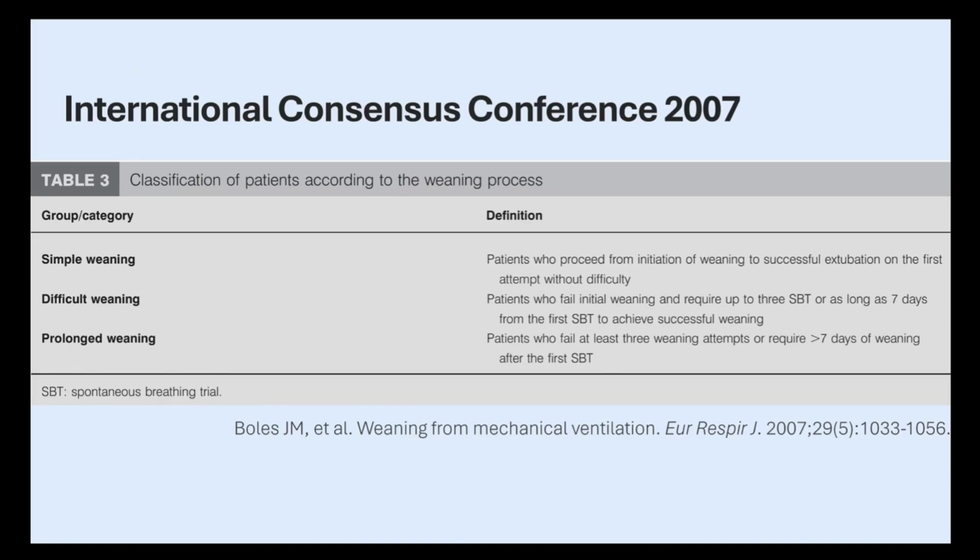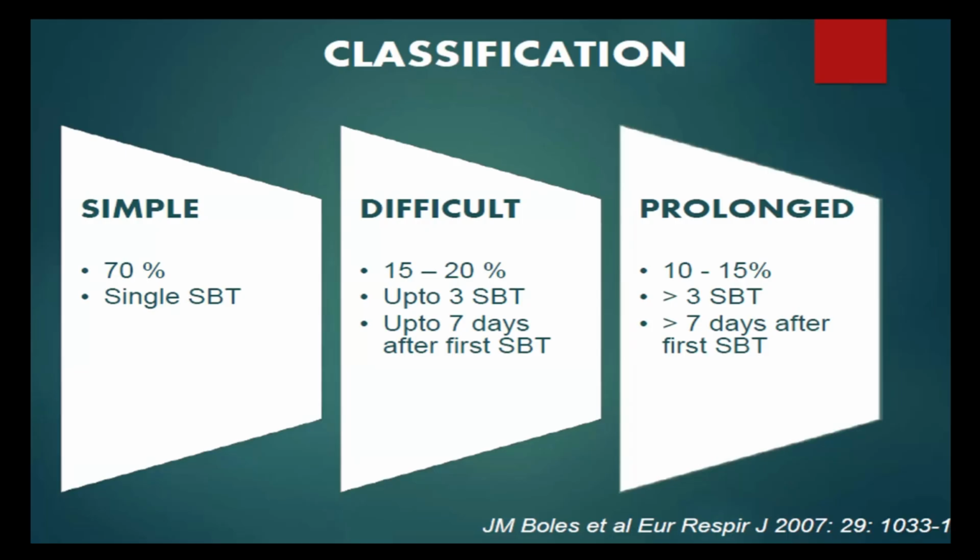In 2007, there was an international consensus, but this is not a definition of weaning, it's just the definition of the weaning process. So you have simple weaning, whereby on the first attempt, the patient can be extubated without any complications. This would most likely frequently be your patient in OT electively intubated for a procedure, and they are done and you extubate them first attempt, no issues. The second group would be those considered difficult weaning, whereby they require up to 3 spontaneous breathing trials, or they have been ventilated for as long as 7 days before they are able to be weaned. And the third one would be prolonged weaning, more than 3 trials or more than 7 days. So basically, for the classification, simple accounts for 70% of your patients, difficult 15 to 20%, and prolonged 10 to 15%.